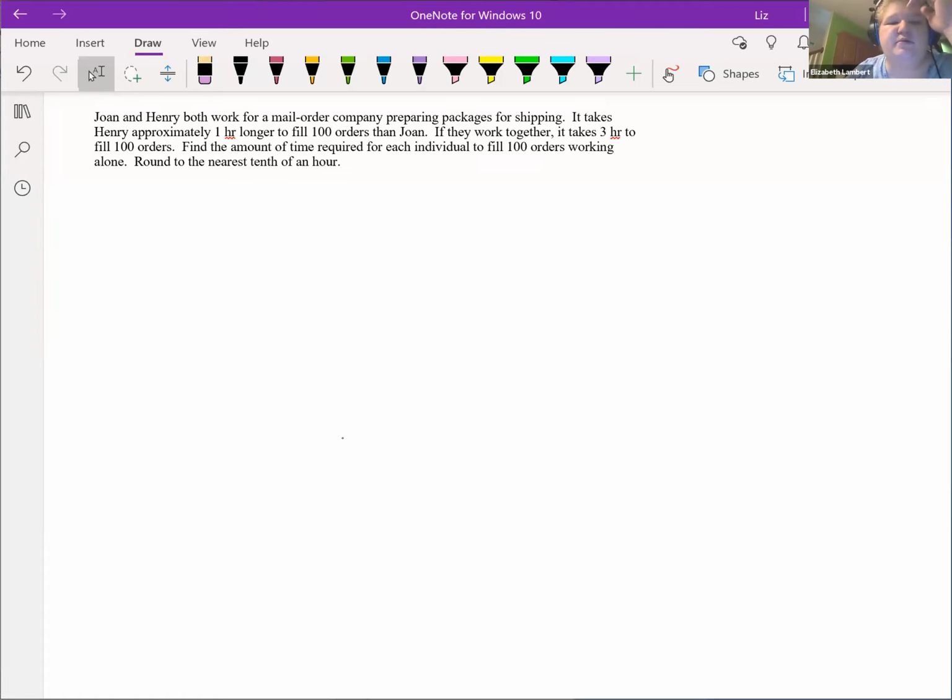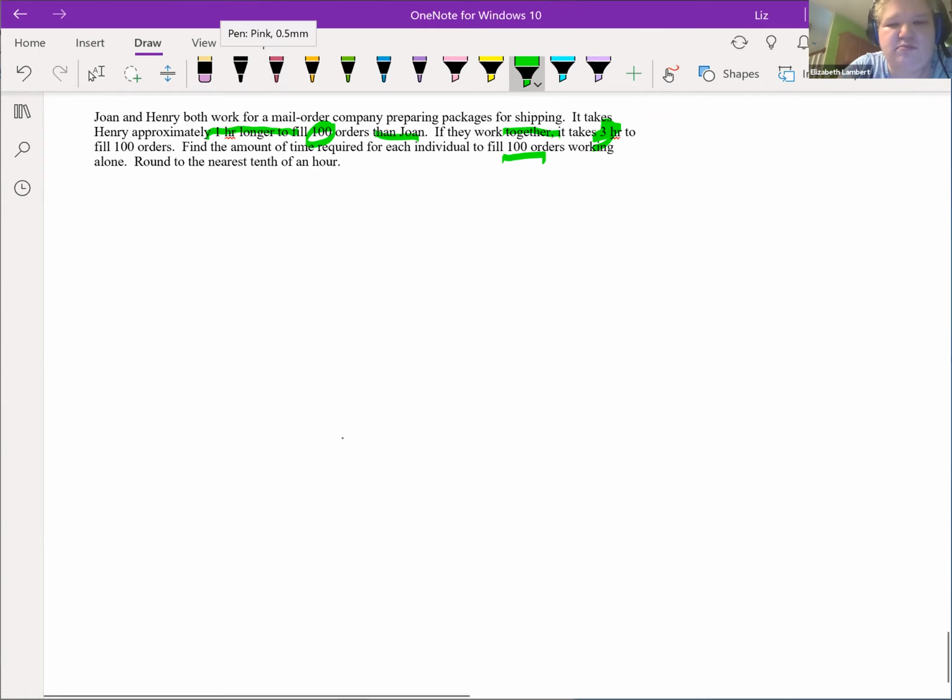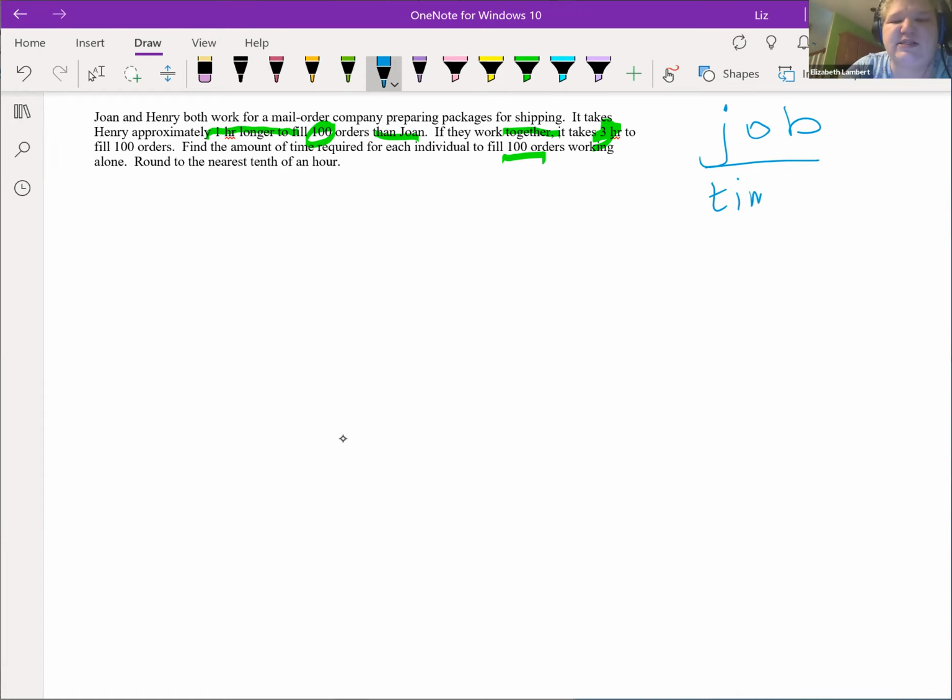All right, so here they're telling me it takes Henry 1 hour longer to fill 100 orders than Joan. If they work together, it takes 3 hours to fill the 100 orders. Find the amount of time required for each individual to fill 100 orders working alone. Round to the nearest tenth of an hour. So this part says probably not going to get a pretty answer. We'll get an answer. It's not going to be like 3. Okay. So the whole idea is whatever our job is and whatever the time it takes to do that job, which this ends up becoming then the fraction of the job you can do in 1 unit of time.